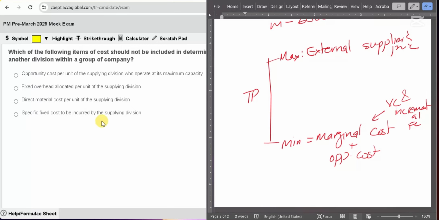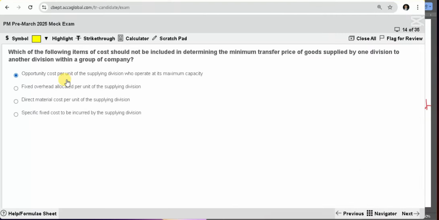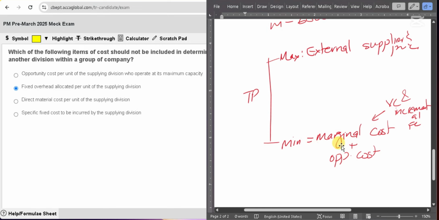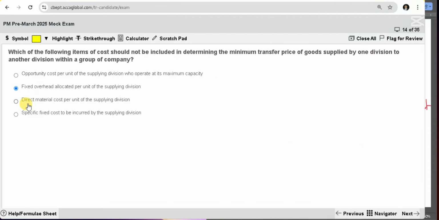So here they are asking which one should not be included. Opportunity cost should be included. Fixed cost allocated per unit should not be included. Fixed cost doesn't come here. Can you see? Minimum is marginal cost and opportunity cost. Fixed cost doesn't come in marginal cost. So fixed cost should not be included. Direct material, it's marginal cost. Specific fixed cost, yes.